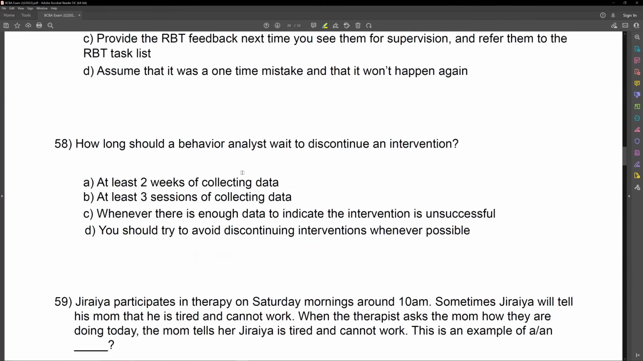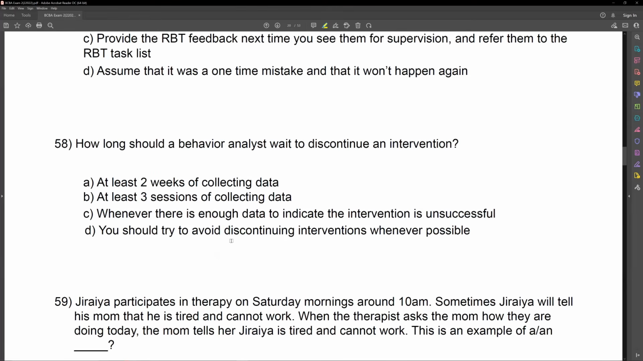What about C? Whenever there's enough data to indicate that the intervention is unsuccessful. Absolutely. You should be taking data on everything. We know this. As soon as the data indicates that an intervention is not successful, whenever that might be, we discontinue it. We don't marry interventions. We don't get attached. We move on, try to find the best outcome possible for our client.